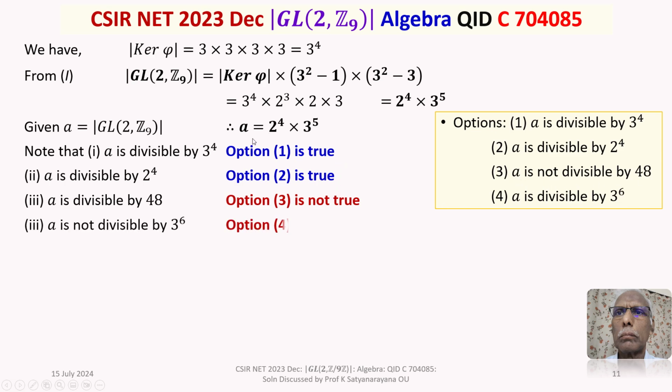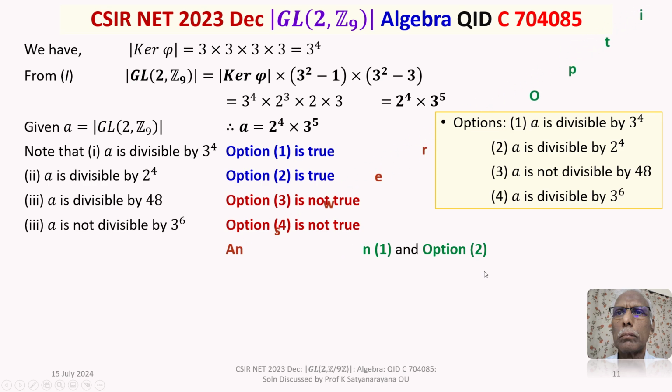And option 4, A is divisible by 3 power 6. 3 power 5 is the one, but we don't have 3 power 6 here. Therefore, A is not divisible by 3 power 6. And therefore, option 4 is also not true. Therefore, the answer to this question is option 1 and option 2.